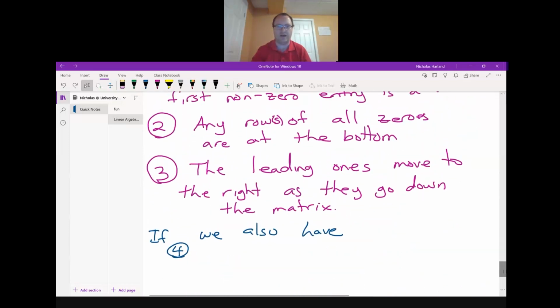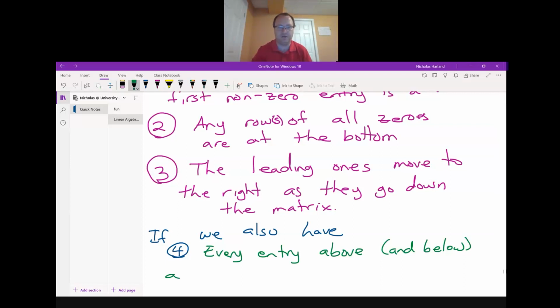So if we also have every entry above, and I'll put in brackets and below. Technically, the and below is redundant because it would have been from the previous rules, but every entry above a leading one is 0.